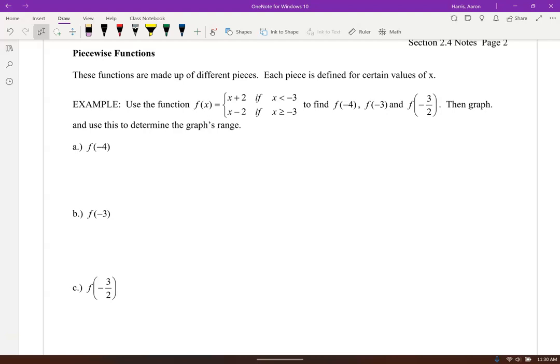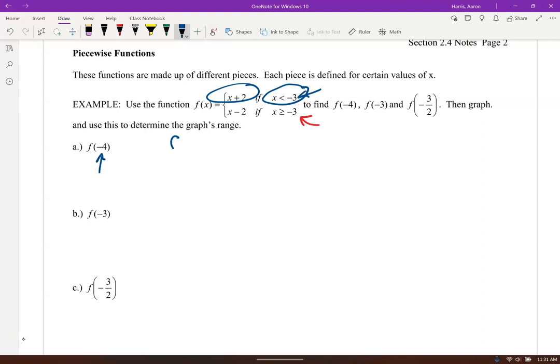Let's start out with just finding some functional values. f of negative 4. Well, I'm plugging in negative 4 for x, right? The question then is, is negative 4 less than negative 3? Or is negative 4 greater than or equal to negative 3? In other words, am I going to plug it into the top function or the bottom function? Negative 4 is less than negative 3, so I'm going to plug it into this one.